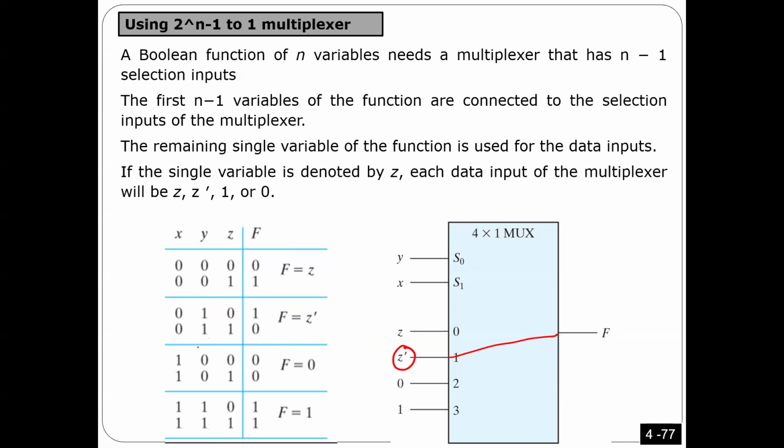Let's look at the next case. Number 2. In number 2, only one input here is connected to the output, as you see here. Look at the relation. The relation is F is always 0. So here I'm going to put 0. It's always 0. You got it?